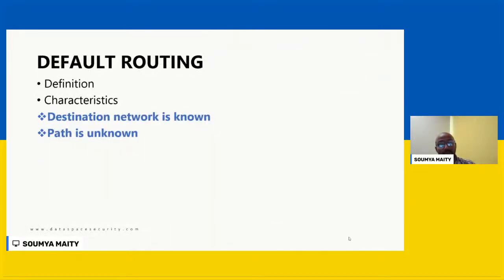Next, I will discuss default routing. So what is default routing? It is done when the destination network is known, but how to reach the destination is unknown, and it is configured between the company router and the service provider router.